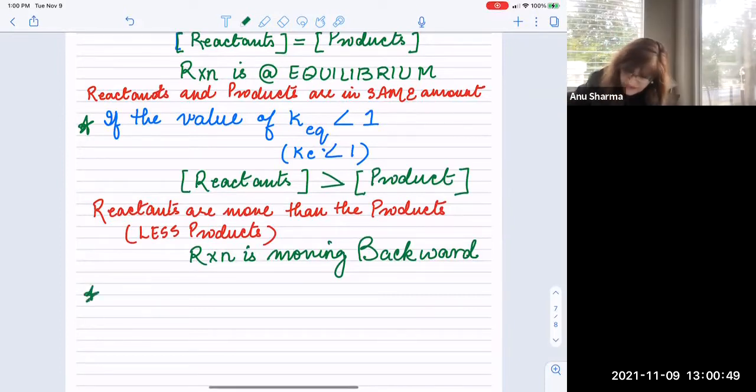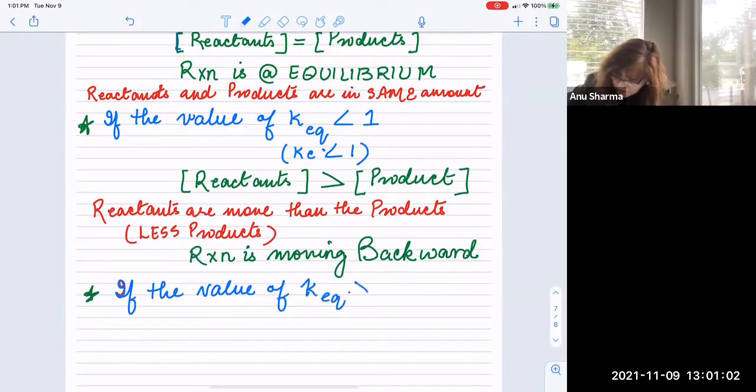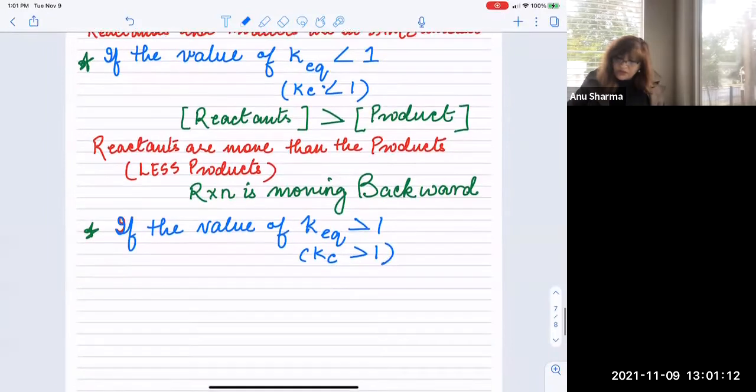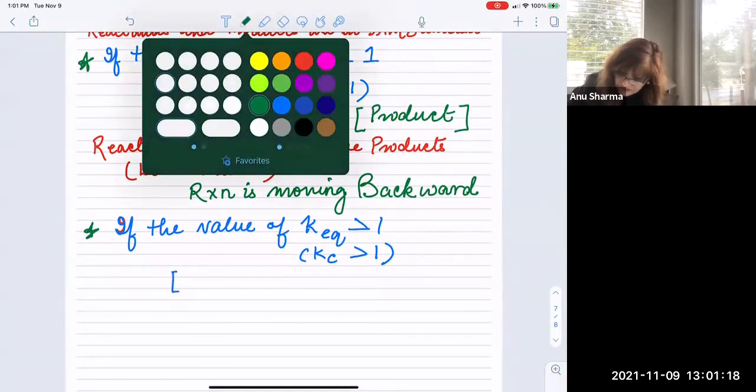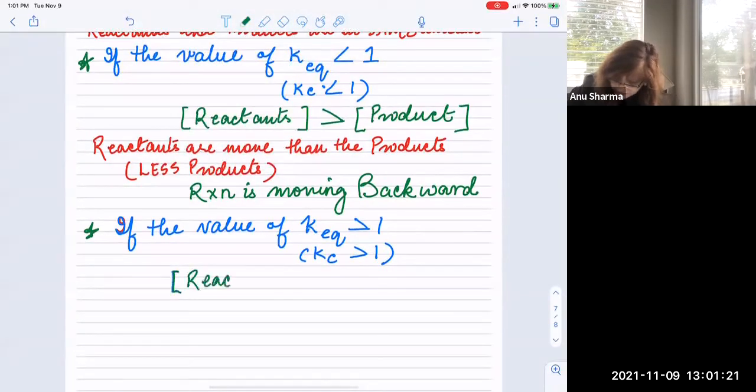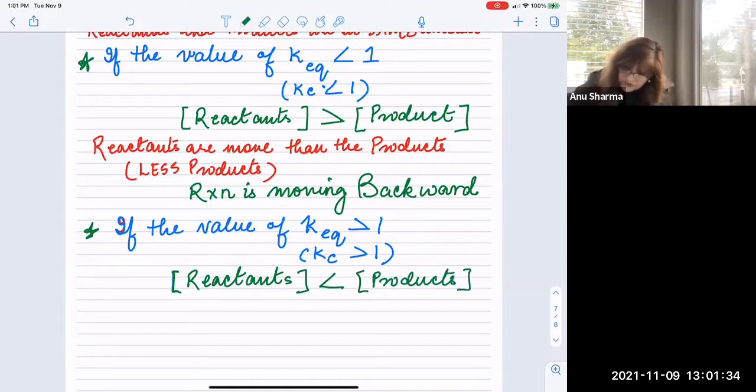Next is if the value of K equilibrium or Kc is more than 1. In that case, what happens? This means that the reactants are less and more products are present. It's very important you understand this because Le Chatelier's principle is based on that. So reactants are less, products are more. Let's write this down.